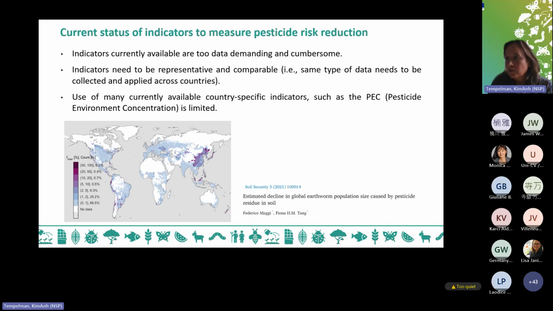So at the moment, there are, as I mentioned, indicators available, such as the PEC, the Pesticide Environment Concentration Indicator, but it has its limitations. In terms of the PEC in particular, it relies on very specific data from the USDA for selected crops. This is why we mention here that it is limited in terms of its use, even if it's very useful to have an overall picture like you can see on this map that we presented earlier on.